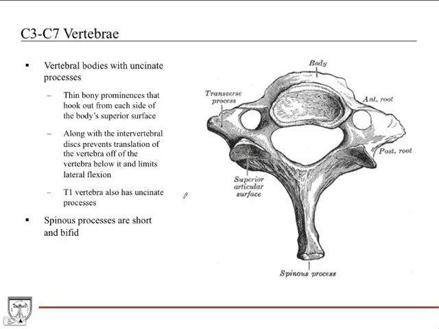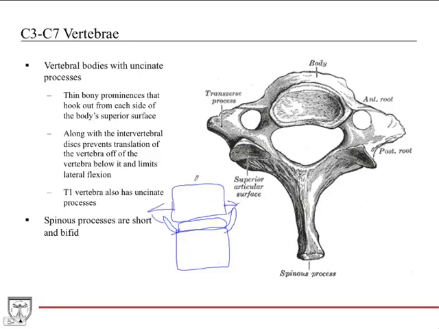So now the rest of the cervical vertebrae, C3 to C7. These vertebral bodies have what are called uncinate processes. If we look at an anterior view of a cervical vertebral body, they have these superior projections that hook out on either end. Then you have your disc in here, and then the vertebral body of the superior vertebra. Along with the intervertebral discs, these uncinate processes prevent translation off the vertebrae, so they help prevent translation this way.